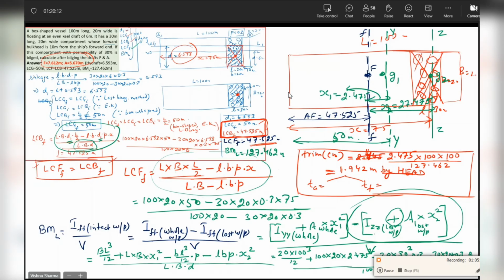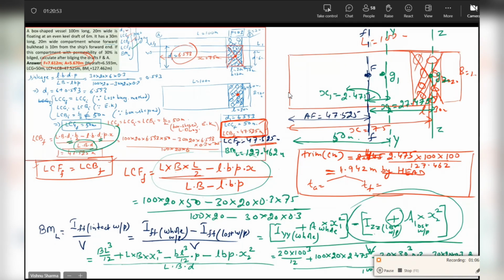Please let me know. See how LCG final was obtained. First see the diagrams, then how D1 was obtained, then how LCG final was obtained, then how LCB final was obtained, then how LCF final was obtained, and then finally how BML was obtained. Final means after bilging.